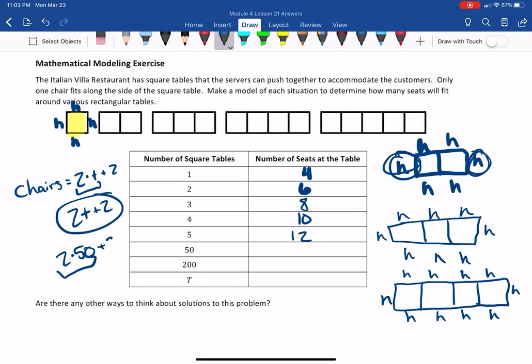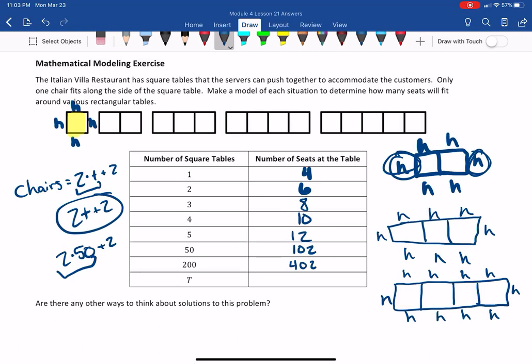And then I'm adding my 2 chairs. So I would have 102 chairs. So just go plug in 200. So 2 times 200 is 400. And then add 2. And you get 402 chairs, right?